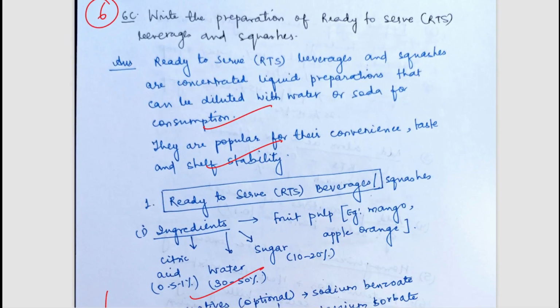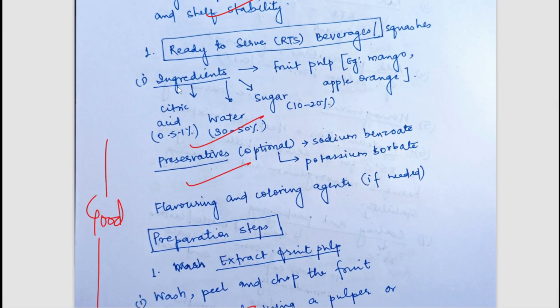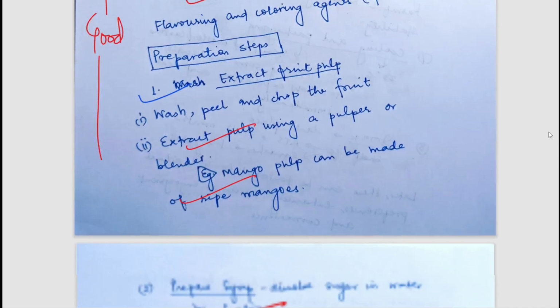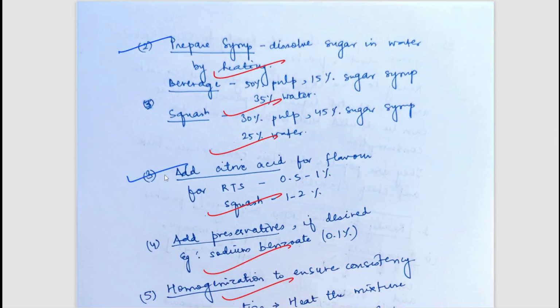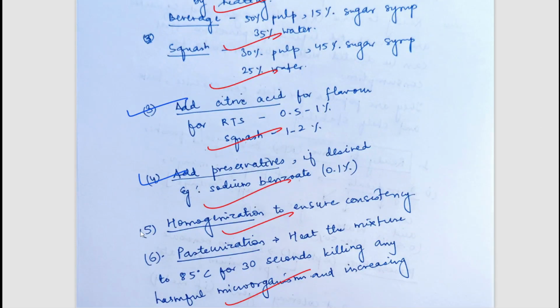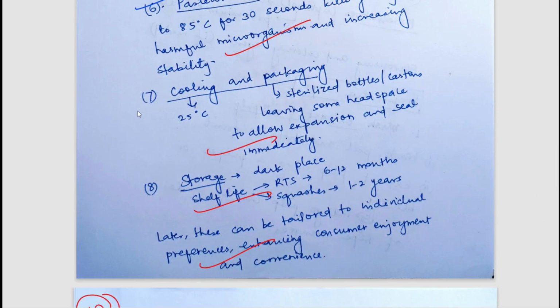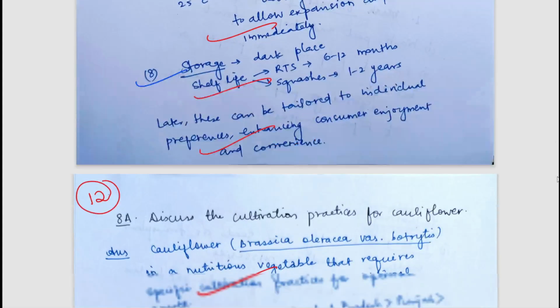Now the next question is: write the preparation of ready to serve beverages and squashes. So how can we prepare? The ingredients have been mentioned. The preparation steps are that first of all we will extract the fruit pulp, then we will prepare syrup, then we'll add citric acid, then we'll add preservatives, homogenize, and pasteurization needs to be done. Then we have to cool and package, and storage should be proper. The written points you can simply pause and read.